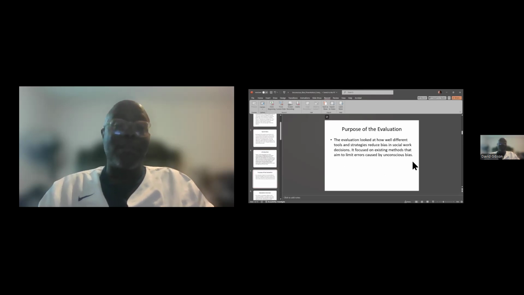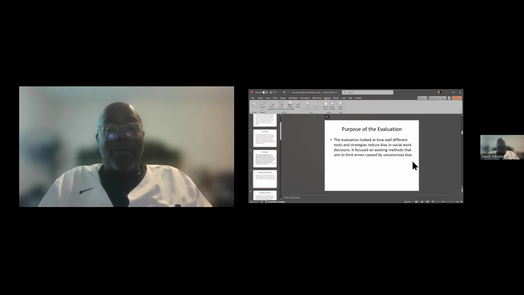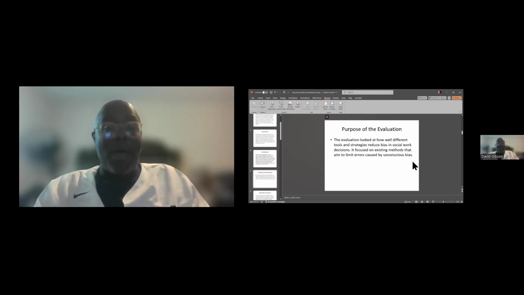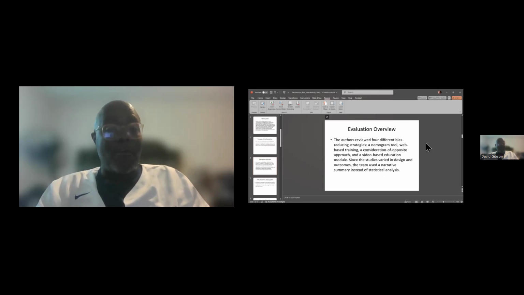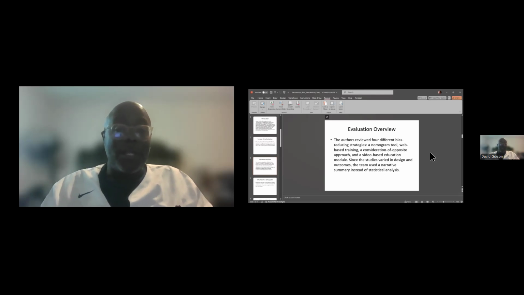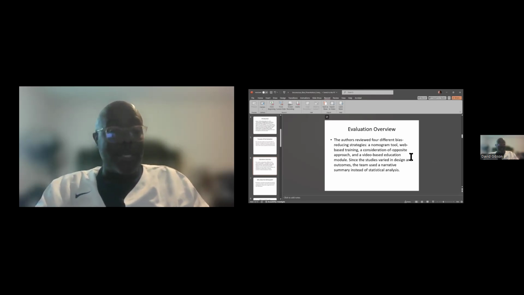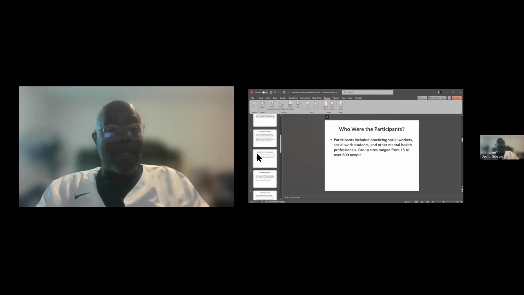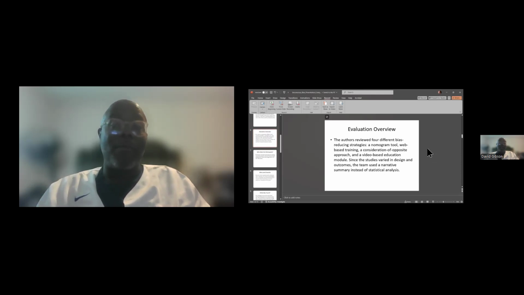And the purpose of the evaluation is to look at how different tools and strategies can be used to reduce our own biases that we all have. In overview, the authors reviewed four different strategies. The first being a nomogram tool, web-based training, a consideration of opposite approach, and a video education module.